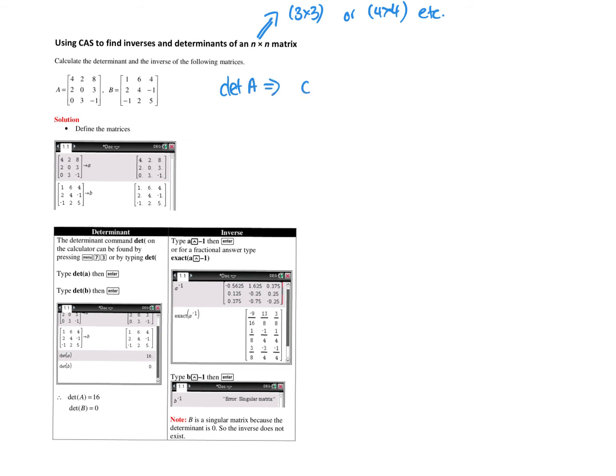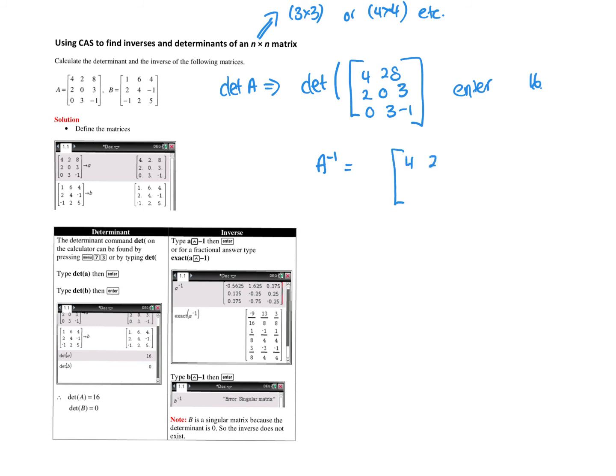So if we want to find, say, the determinant of A, what we can do is type the letters DET into our calculator, a curly bracket, and then type out the matrix and press enter, and you'll end up with your determinant, which ends up being 16. So if we wanted to find the inverse of A, all you have to do on your calculator is type in the matrix and then raise that matrix to the power of -1.